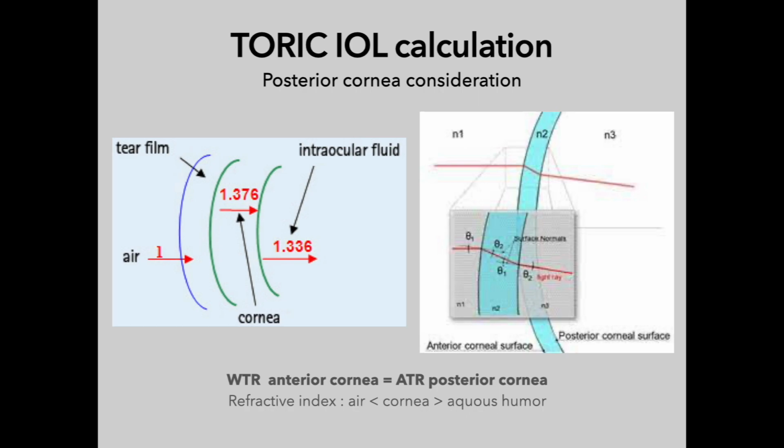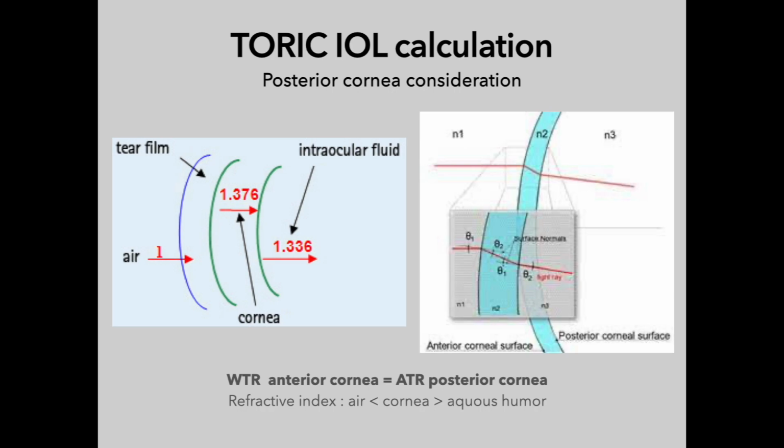Toric IOL is a challenging field because only 3 degrees of misalignment leads to 10% loss of cylinder correction. Posterior cornea has refractive power too and should be considered. The refractive index of the cornea is bigger than that of air and the aqueous humor, so light passes in opposite directions on the anterior and posterior cornea. Posterior refraction is small because the refractive index difference between cornea and aqueous humor is small.